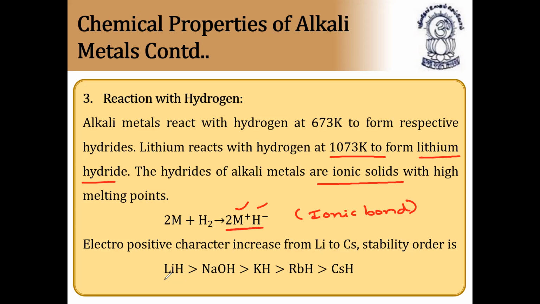Stability order is lithium hydride. The stability order is very, very important. Please note down. Definitely they'll ask which of the following is the correct stability order of alkali metal hydrides. So lithium hydride is more stable than sodium hydride. This is sodium hydride only. It is not NaOH. Sodium hydride, it is only NaH. Please note it down. Potassium hydride, rubidium hydride, and cesium hydride. So electropositive character increases from lithium to cesium, as we already know. But stability order of hydrides is lithium hydride is more stable than sodium hydride, than potassium hydride, than rubidium hydride, than cesium hydride. So all important. So please note it down.